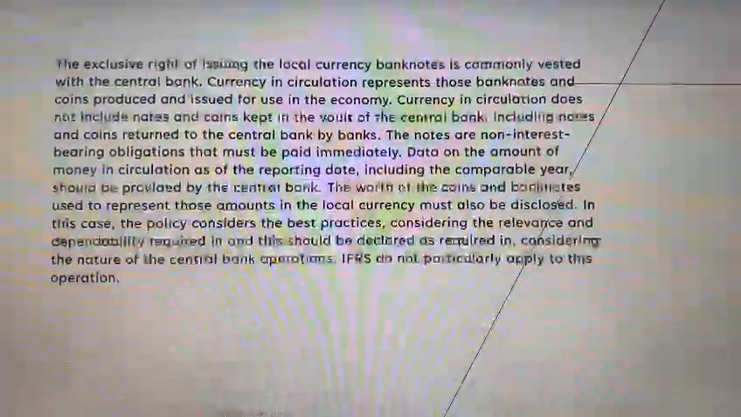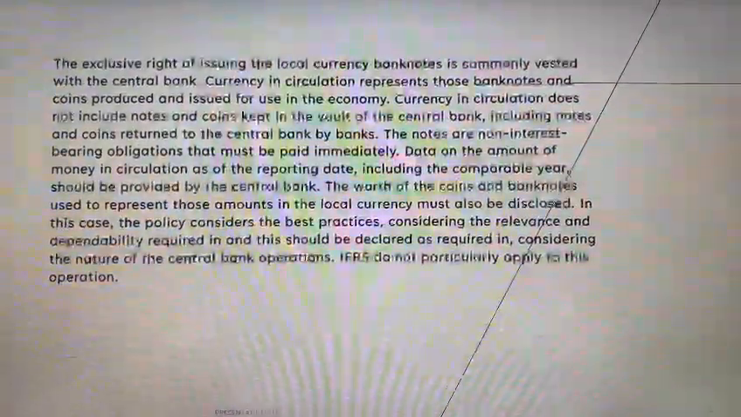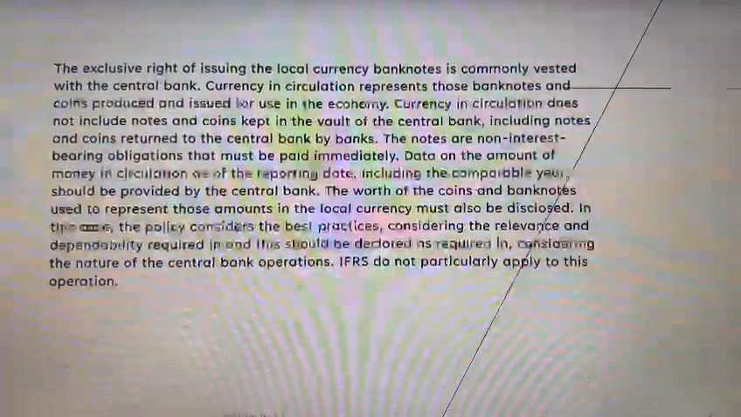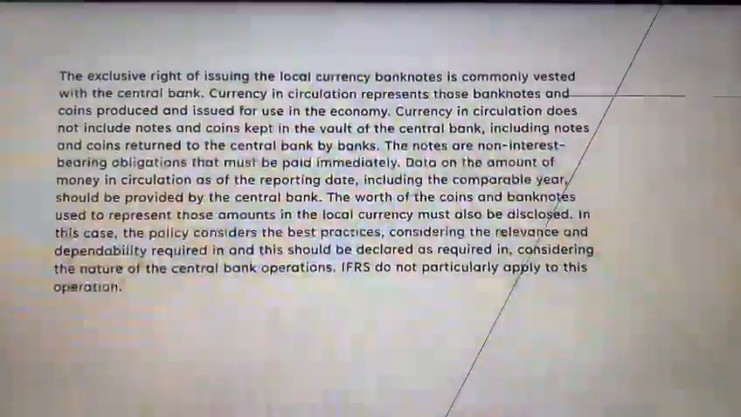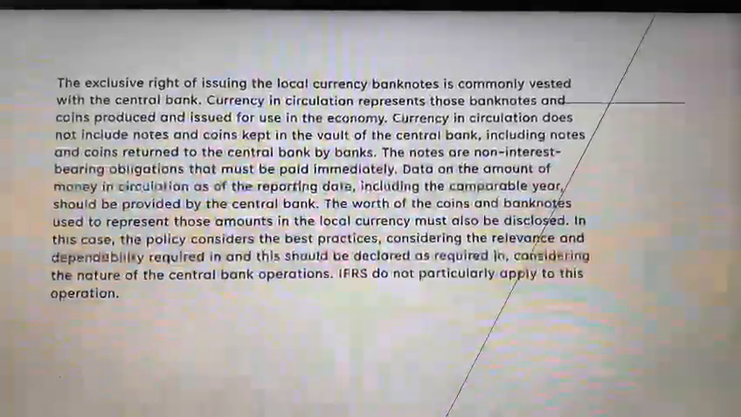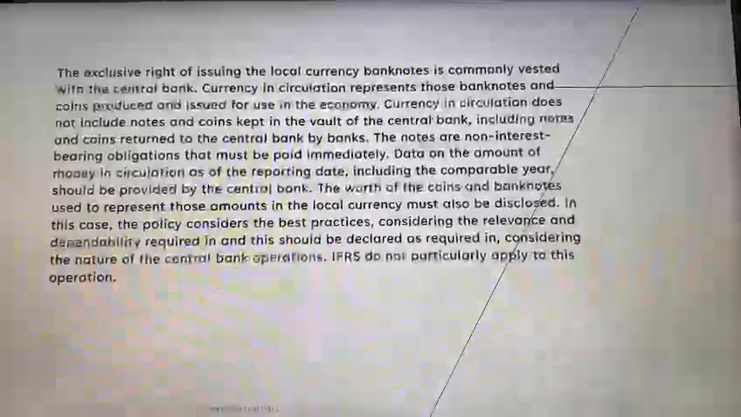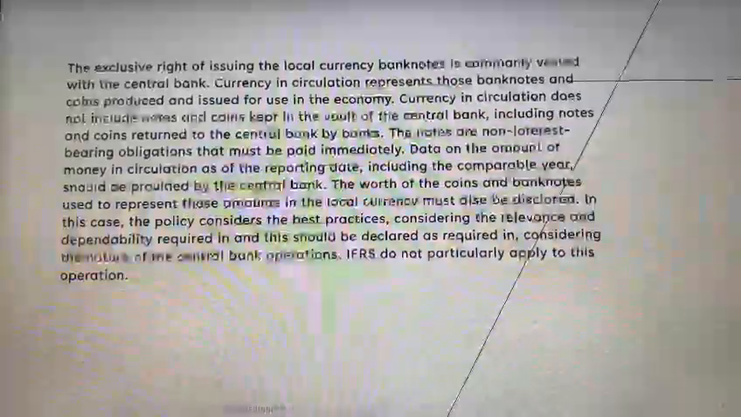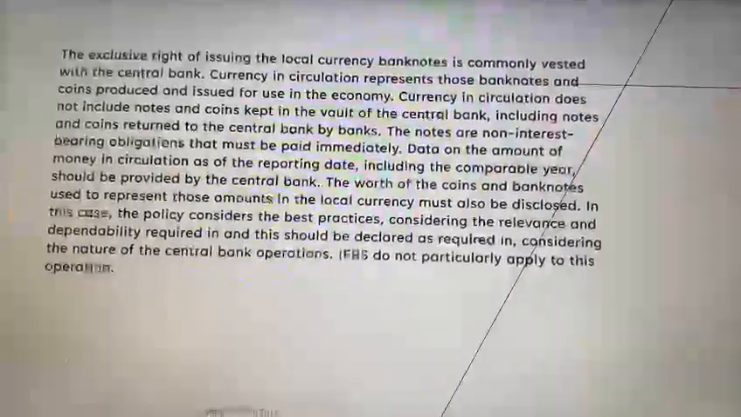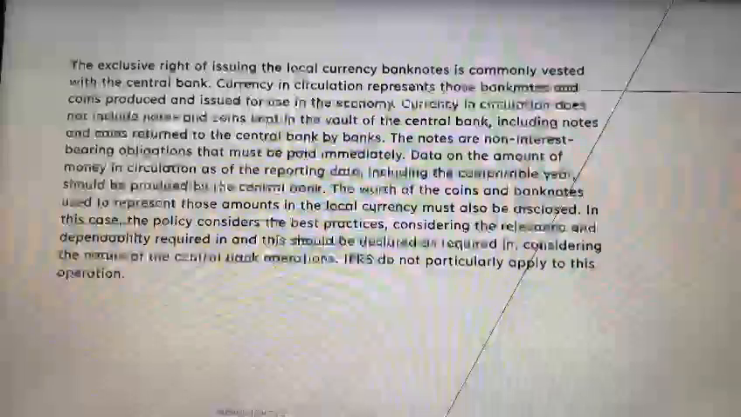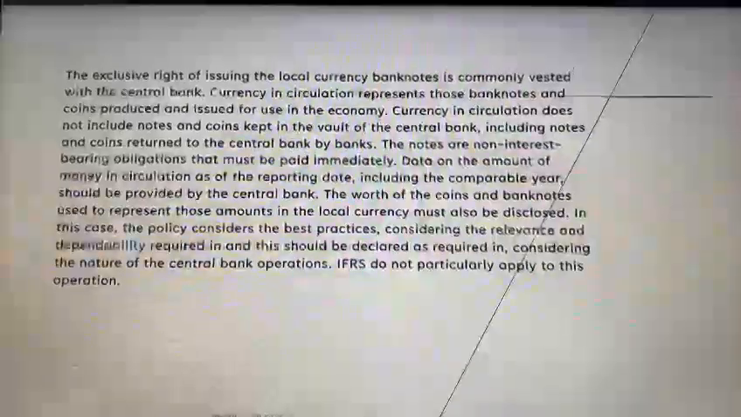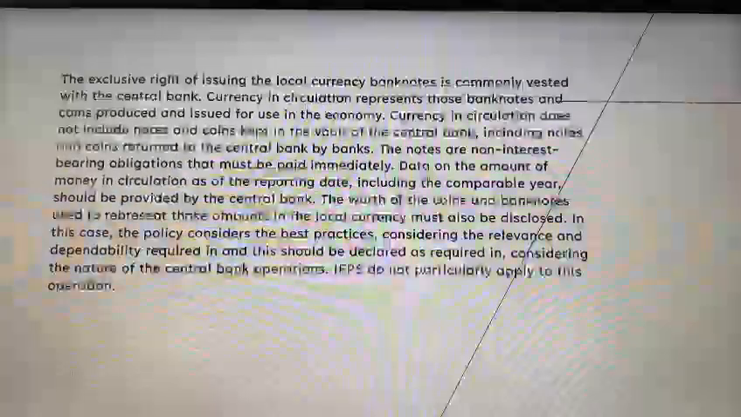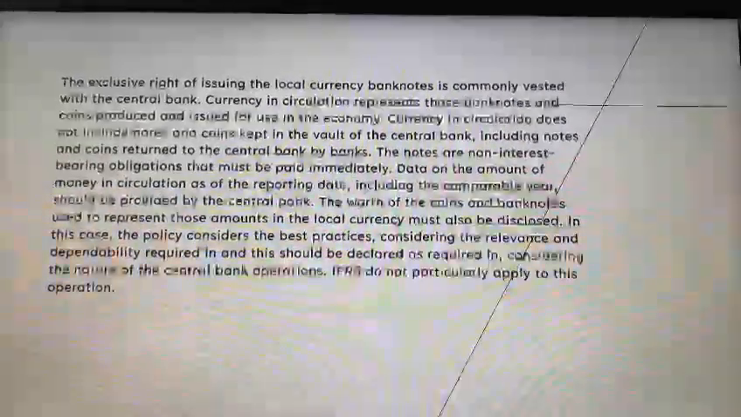Data on the amount of money in circulation as of the reporting date, including the comparative year, should be provided by the central bank. The worth of the coins and banknotes used to represent those amounts in the local currency must also be disclosed. In this case, the policy considers best practices, considering the relevance and dependability required. Considering the nature of the central bank operation, IFRS do not particularly apply to this operation.